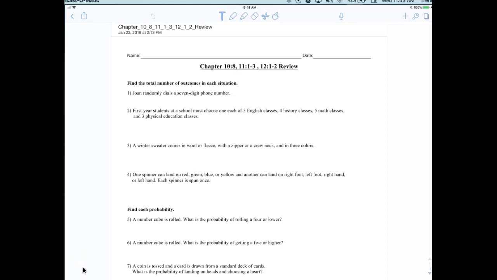This is multiple sections, so it's a little unusual, but still it's nothing difficult. All right. So again, we're starting out with the last section of chapter 10, which had to do with the fundamental counting principle. All right, and trying to figure out how many different options are available for you.